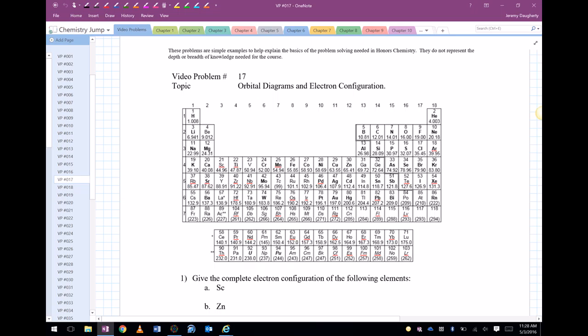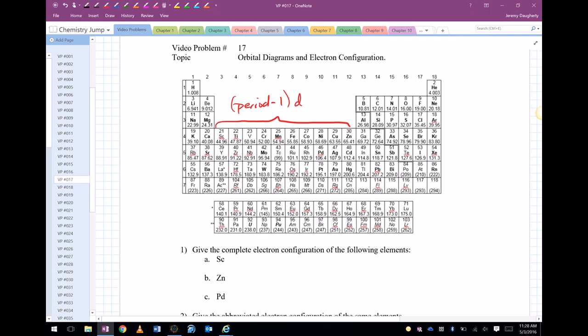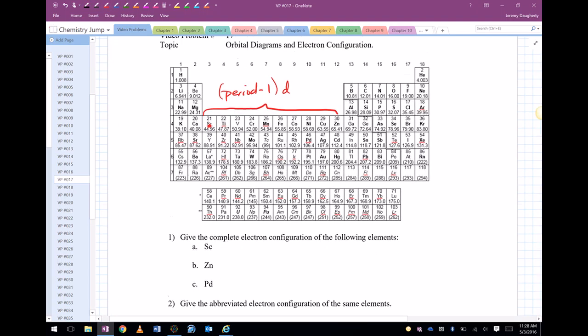Video problem number 17, orbital diagrams and electron configuration. So now we actually get into this D block, which I'll remind you is the period minus 1 D. Give the complete electron configuration of the following elements. We start with scandium, so we have to go through periods 1, 2, and 3. Let's do that real quick.